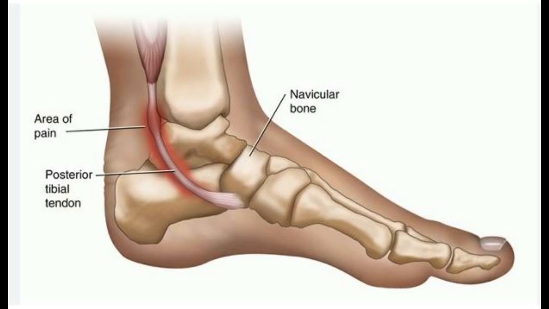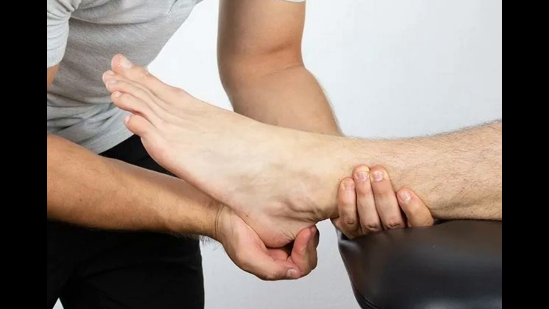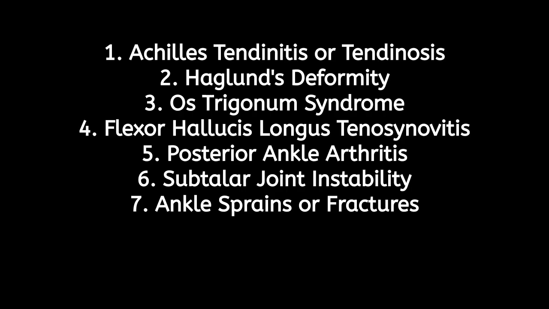Next, we have the Posterior Impingement Test. This test is used to assess posterior ankle impingement. The individual can be seated or supine, and the test involves plantar flexion and inversion with compression on the posterior ankle. Pain experienced during this test may suggest impingement in the posterior ankle structures. The Posterior Impingement Test is part of a broader examination for conditions involving posterior ankle impingement.